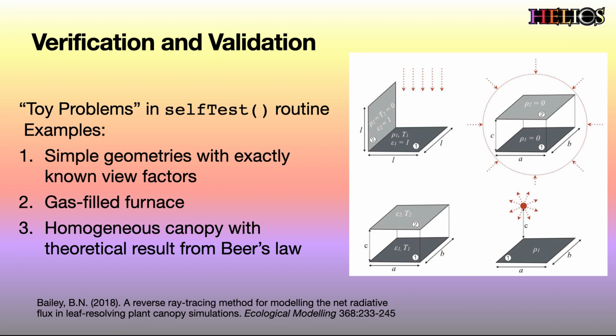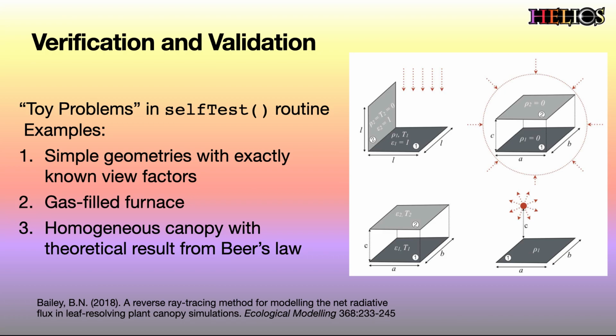We can simulate a homogeneous canopy and compare against the theoretical result from Beer's law. We currently have about 15 or so different toy problem cases. These are in the self-test routine within the radiation model. Every time the code gets checked in to GitHub, it runs through these different tests in order to verify that the model is working correctly for all these different cases.